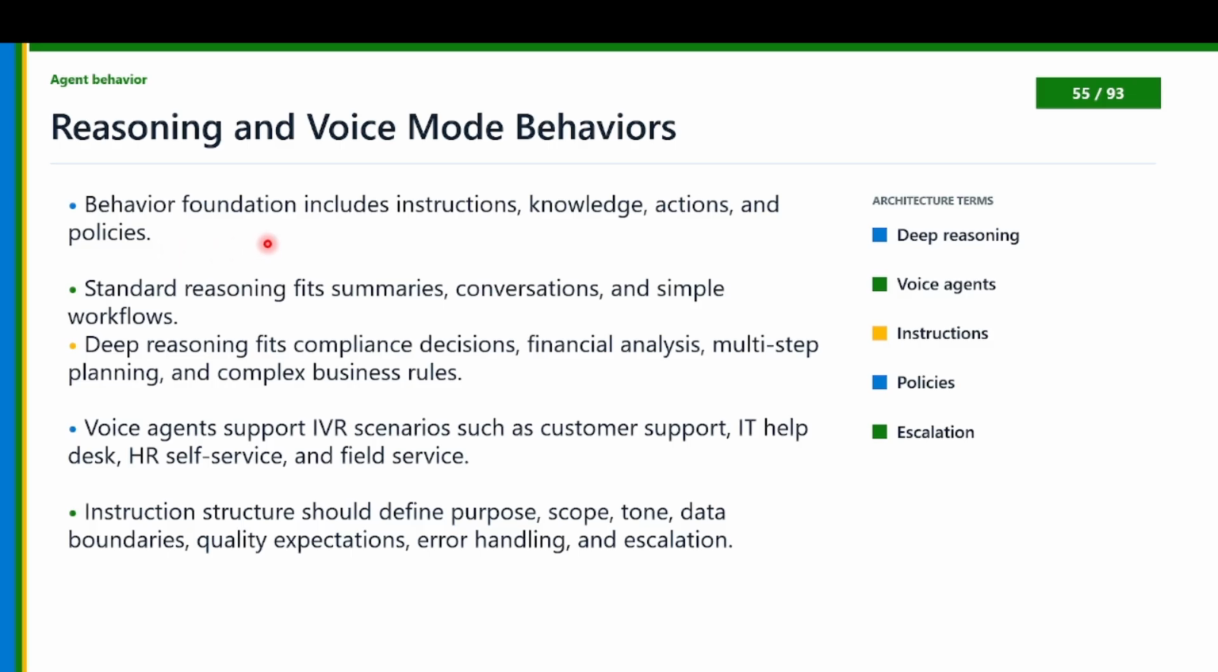Point number one, behavior foundation includes instruction, knowledge, actions, and policy. So the agent behavior is bounded within this. The agent behavior is bounded by the instruction that you have defined, by the knowledge that you have provided, by the actions that you have defined, and then within the policy that you are currently implementing. So this sets the boundary for agent behavior, and of course you must ensure that they are properly defined. So properly state the instruction for the agent in your prompt, properly define your knowledge base, properly define the actions the agent should perform, and the policy the agent should implement.